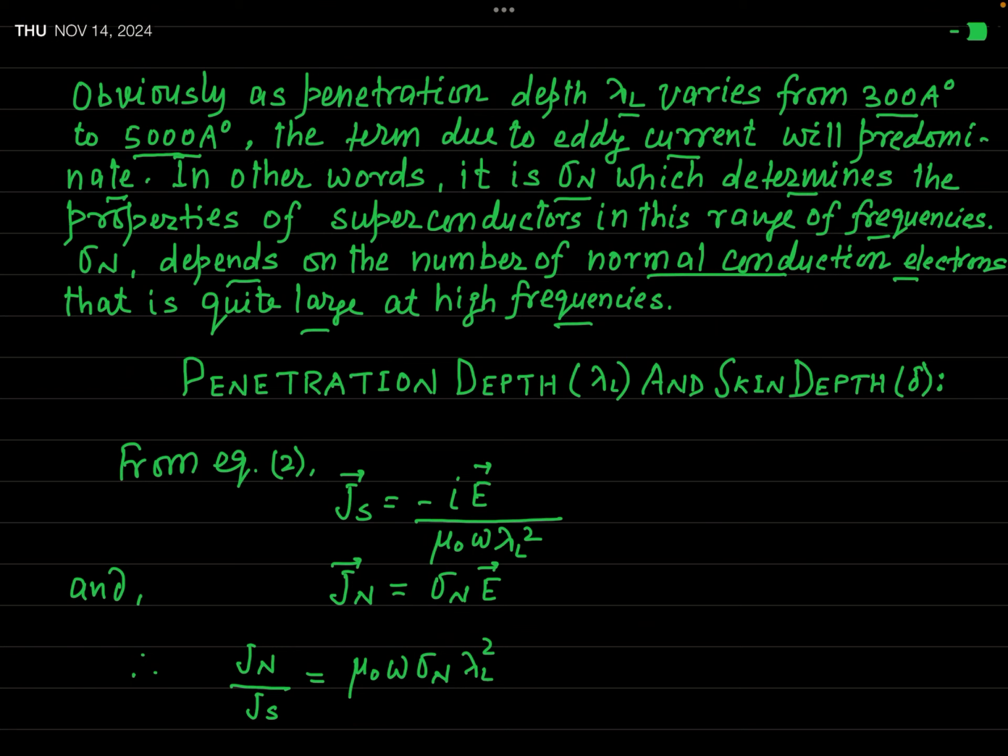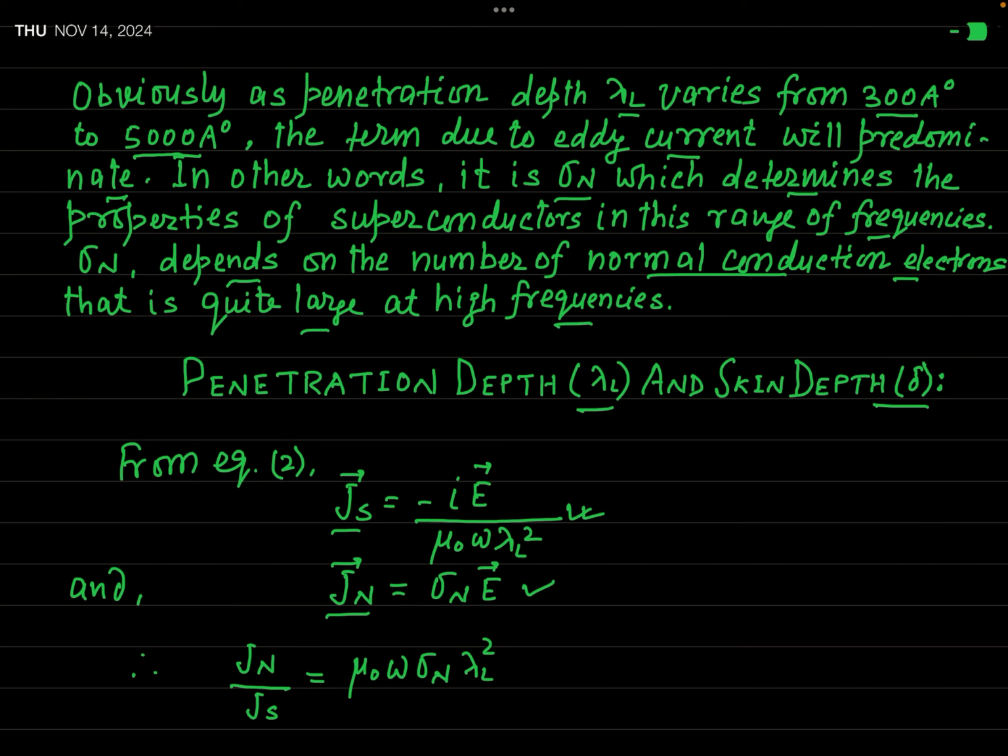Now we will see what is the relation between the penetration depth and the skin depth, which is denoted by the symbol delta. As you have seen earlier, Js is equal to this much. You have already seen this. And Jn, you know from Ohm's law, is sigma n times E.